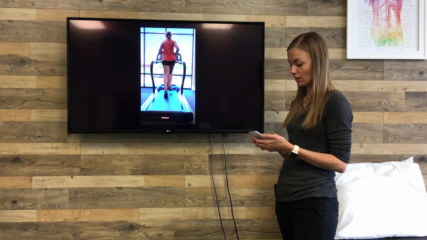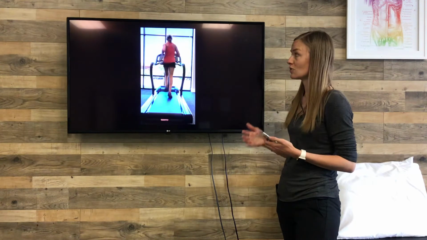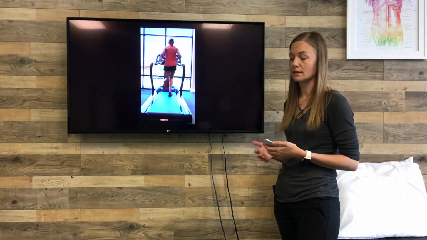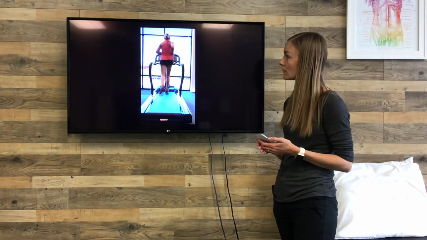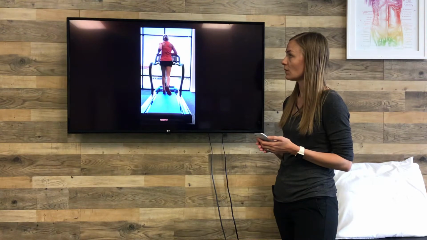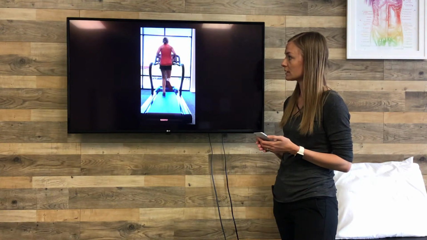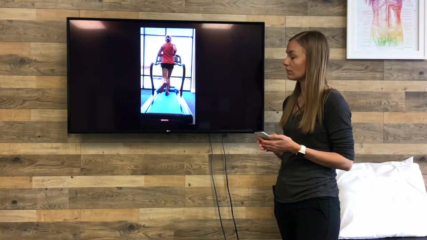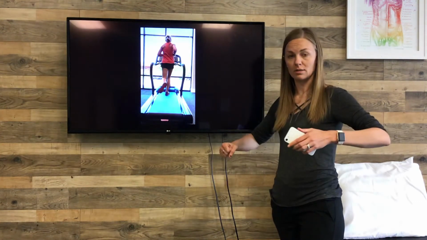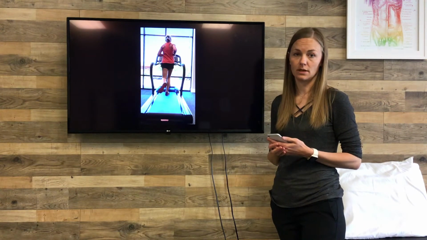So first, when we look at this runner, we're looking at if she bounces too much, if she has too much vertical displacement, and this runner looks just fine. Secondly, we look down at her arms. So if we pause here, we're looking for a few different things. First, if a runner holds their arms out too wide, then to us that's a sign that the runner has some kind of core weakness going on.